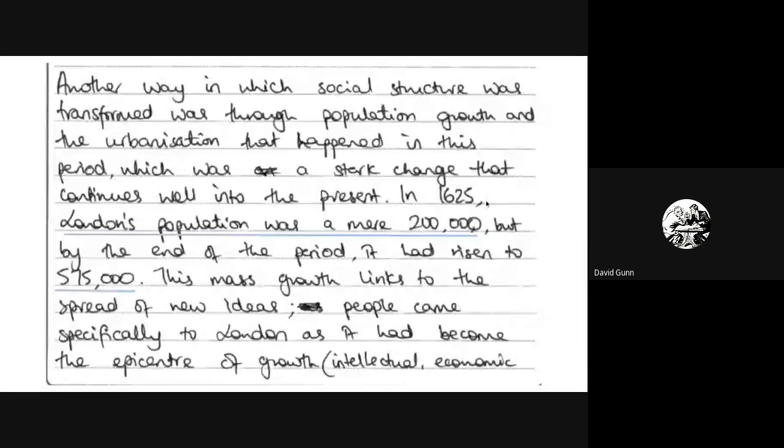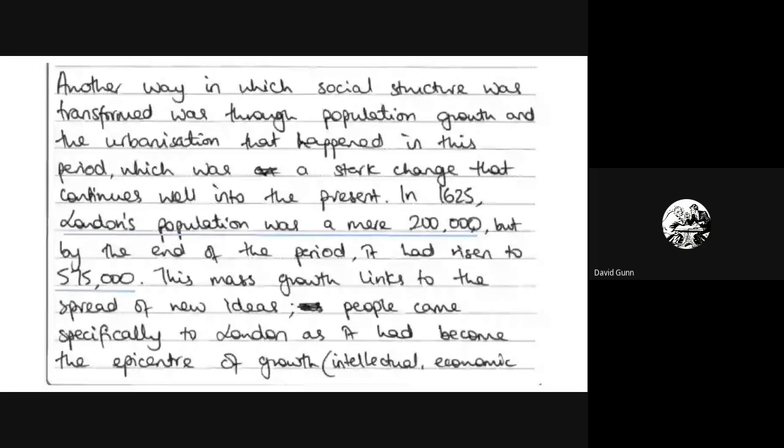I'm just going to quickly read through this, and I've underlined the range of evidence. Another way in which social structure was transformed was through population growth and urbanization that happened in this period, which was a stark change that continues well into the present. So again, using that analytical language, a stark change. In 1625, London's population was a mere 200,000, but by the end of the period, it had risen to 575,000.